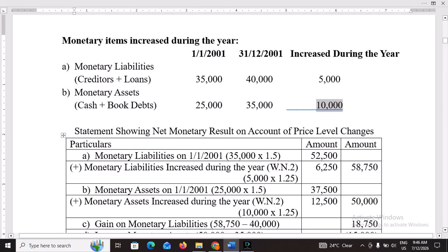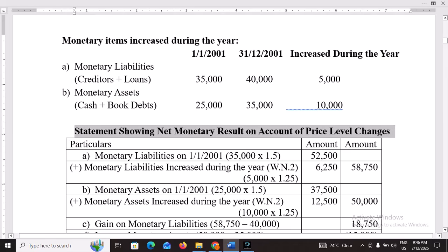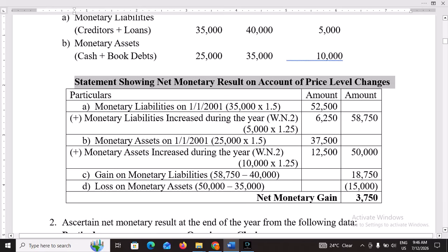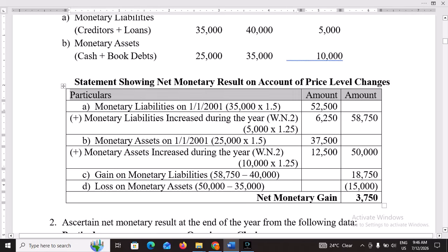Now after this, what to do? A statement showing the net monetary results on account of price level changes. Okay, so particulars, amount.